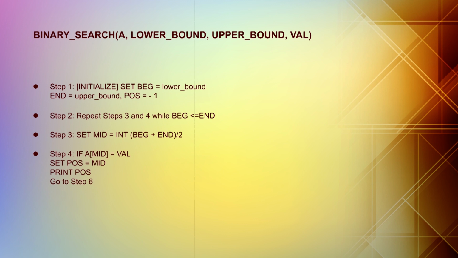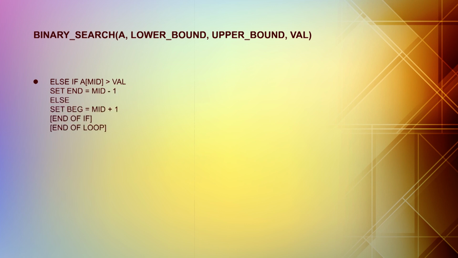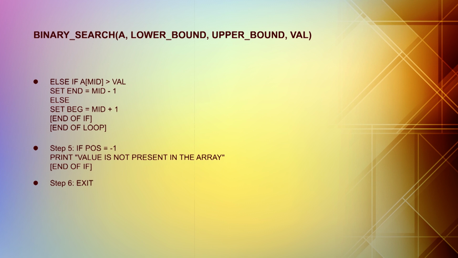It completely depends on the situation, what the value of mid is and what the value of item is. So, end of if structure, end of loop, and in step 5, if position equals minus 1, it means print that the value is not present in the array. Suppose the beginning pointer exceeds the end pointer and position is still minus 1, it means your item is not available inside the linear array. This is how we perform binary search, and the last step is exit.